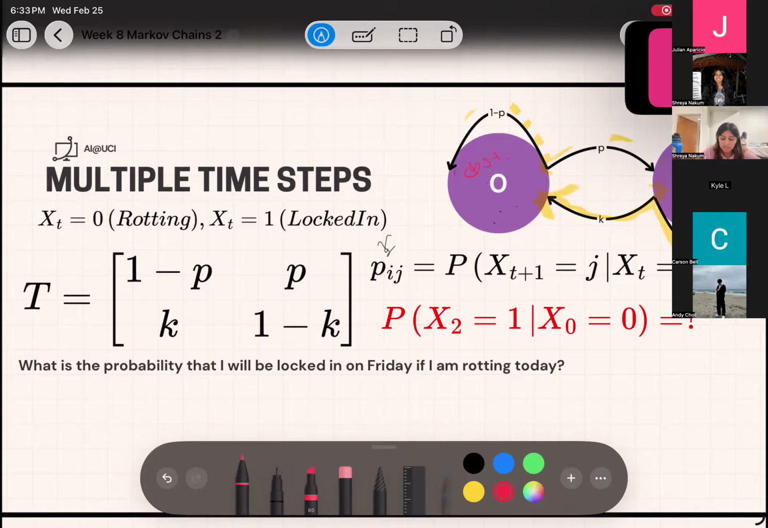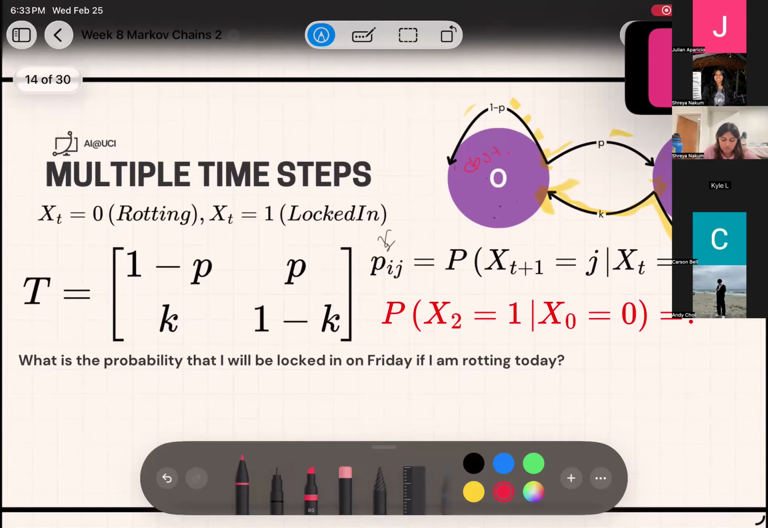So with this equation, the probability that I'll be locked in on Friday if I'm rotting today means that I need to account for all of those middle probabilities, all those middle states that could have been on X1. The fact that on X1, I could have been locked in again, or I could have been rotting again, and the associated probabilities of that. Does that make sense?